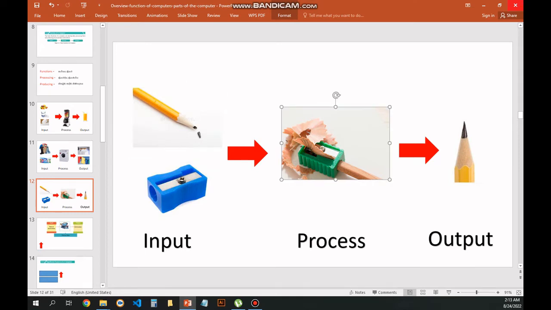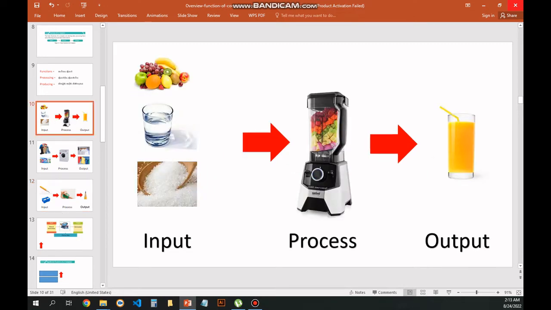Then what we are going to get is a nice sharp pencil point. I hope it makes sense for you all. Input, process, output. So again, one more time, I'll show you the example. First, when we try to make fruit juice, the things we need are the fruits, the water, and the sugar. Then we put them into a blender and mix it. That's the process. Input, then the process, then the output is a nice fruit juice.